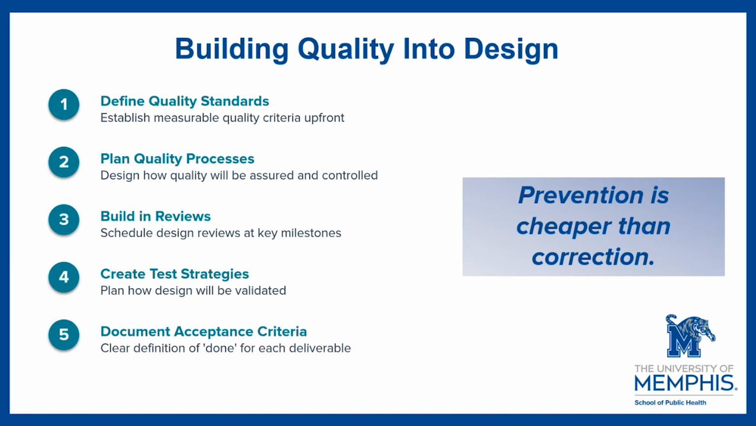Quality is not something that you sprinkle at the end of the project. It must be designed into every step of the project through clear standards, strong processes, regular reviews, planned testing, and well-defined acceptance criteria. And as you can see, prevention is definitely cheaper than correction.